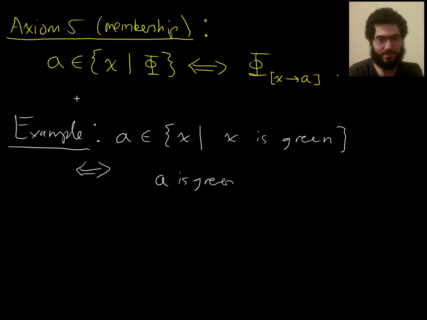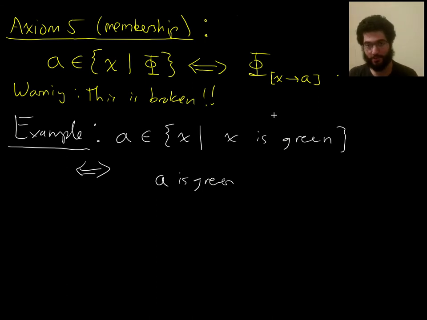Actually, there's something wrong with this axiom. This is actually broken. And it is broken in the worst possible way. So this allows you to prove a contradiction. If you take this axiom at its full strength, allowing yourself to put any proposition that can be possibly stated here for phi, then you can use this axiom to prove a contradiction.